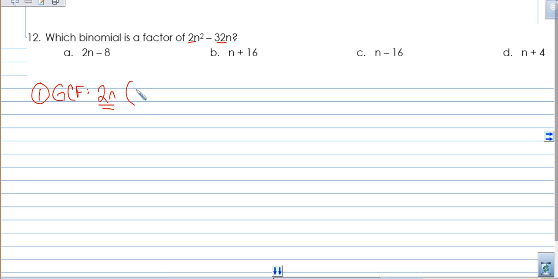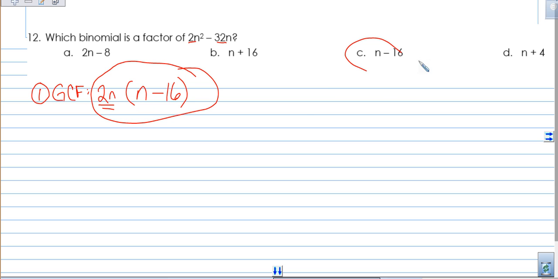2 divided by 2 is 1. And n squared, take away an n, is just an n. And negative 32 divided by 2 is negative 16. And then 1n, take out an n, there's no n's left. That becomes your final answer, okay? Or of factoring. So which one of these is a binomial of this? And that's n minus 16. Okay?